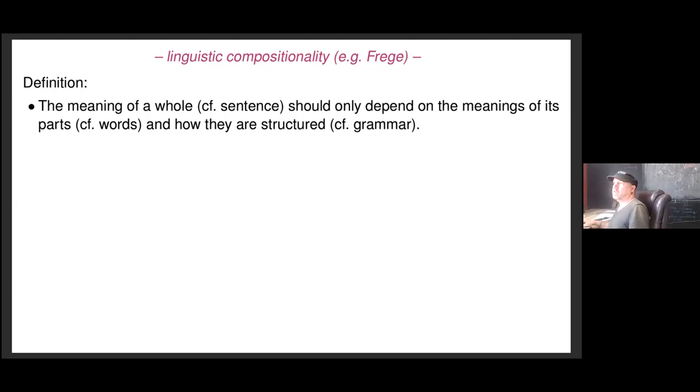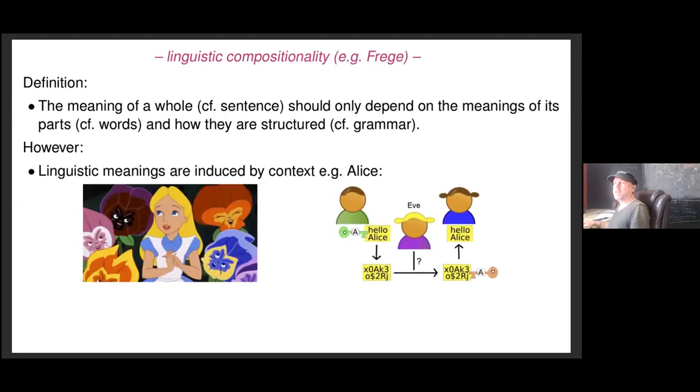So it's a powerful concept, but there are a bunch of problems with it. For example, some linguistic meanings are induced by the context. If I'm talking about Alice, the only way you can distinguish Alice from Wonderland and Alice from Alice and Bob or something like that is by the broader context.